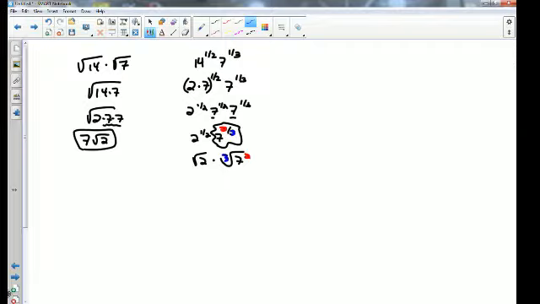Okay, so that one was just an exercise in using your power properties. There's not really a point to doing that kind of thing. All right, let's look at this.